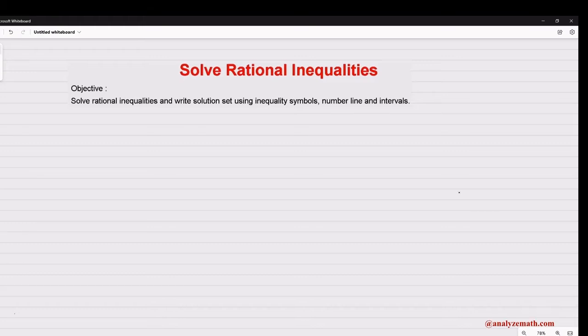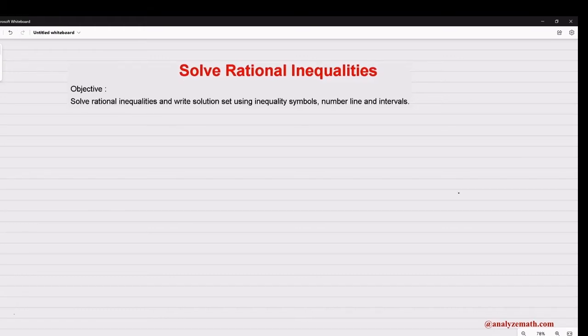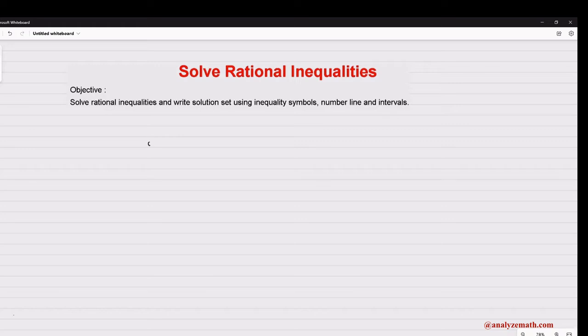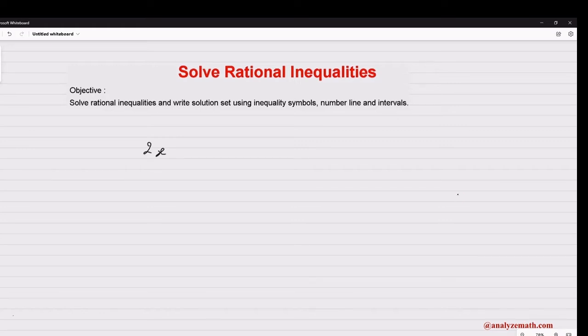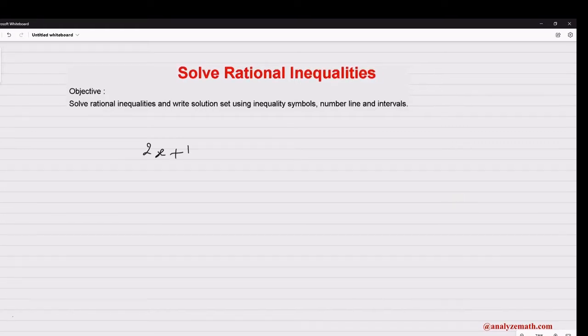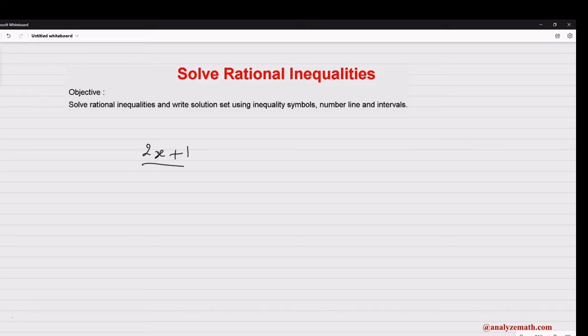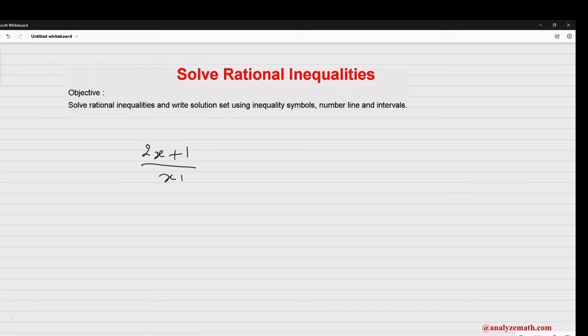This video is about rational inequalities. Now, a rational inequality is any inequality that contains a rational expression, for example 2x over x plus 1 minus 2 less than 0. This is a rational expression, and therefore this inequality is called a rational inequality.